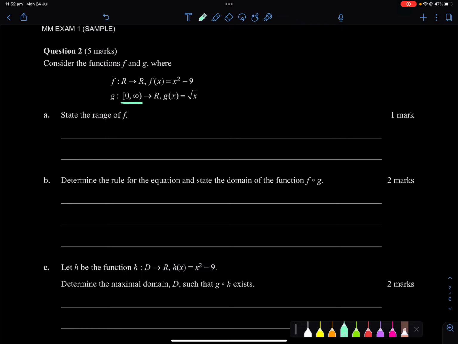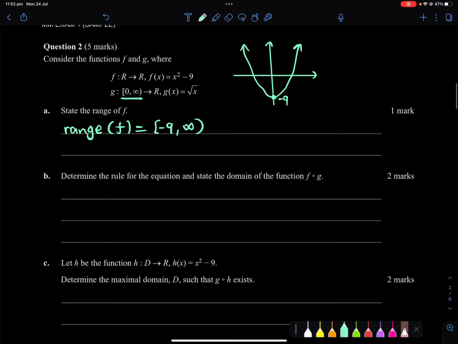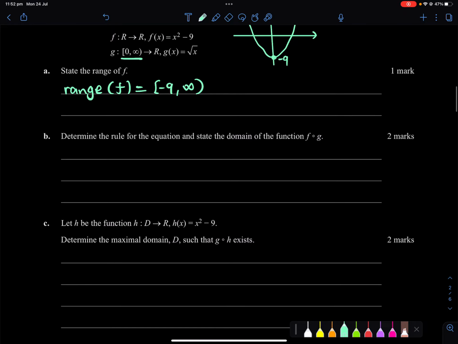Okay, what I'm going to do straight away is sketch f. Okay, so it's translated 9 units down. So this is how the graph would look. And this is -9. So I can straight away say that the range of f is -9 included to infinity. Very easy question. 1 mark.